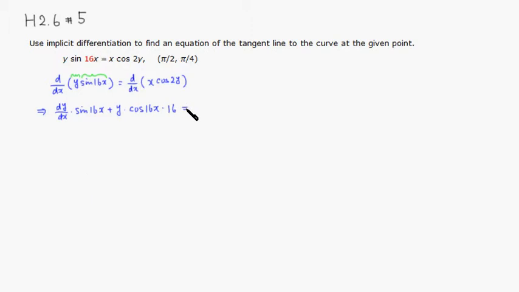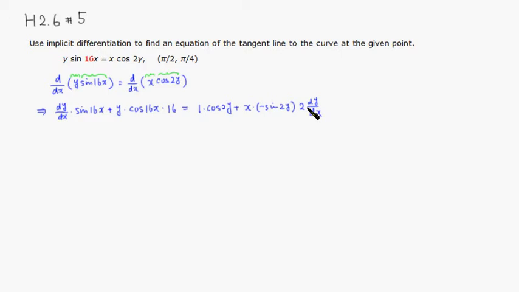And the right hand side is very similar because you have two things multiplied together. So we're going to take the derivative of x, which is 1, times the second, so cosine of 2y, plus x times the derivative of cosine of 2y, which would be negative sine of 2y times the derivative of 2y, which would be 2 dy over dx.